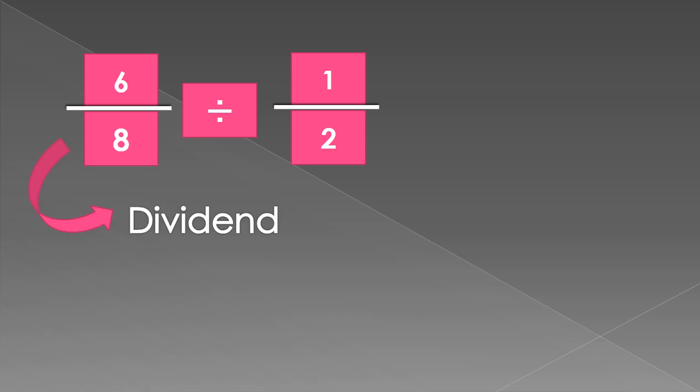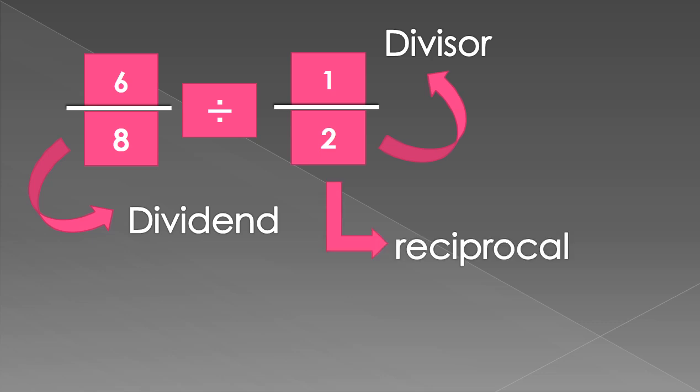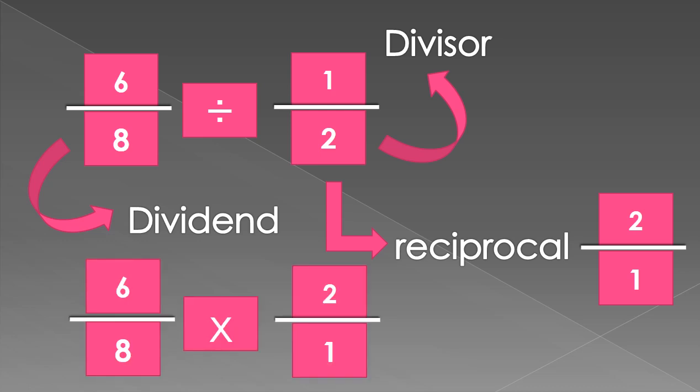Okay? So let's say for example, 6/8 divided by 1/2. 6/8 is the dividend and 1/2 is the divisor. Now the reciprocal of the divisor, which is 1/2, would become 2 and 1, or 2/1. So it would become 6/8 times 2/1. So we are going to multiply 6/8 by the reciprocal of the divisor 1/2, which is 2/1.